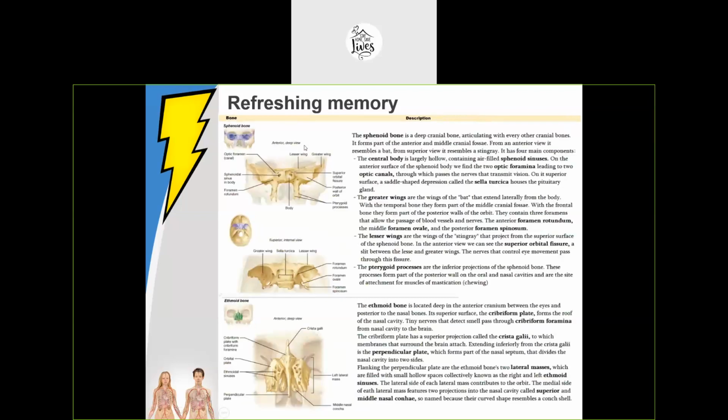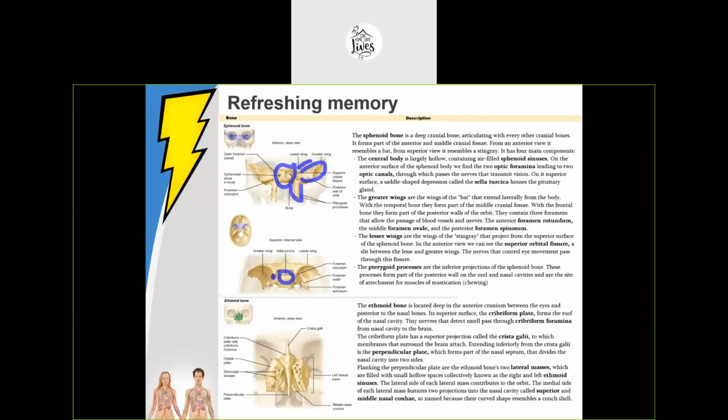And next we have the sphenoid bone, the bat-shaped bone. This bone has different parts. It has the body, which contains the air cells, making up the sphenoid sinus. It has the lesser wings, it has the greater wings, and it has the pterygoid process. And the major openings and bone markings that we find at the sphenoid bone, this will be the sella turcica with its hypophyseal fossa.